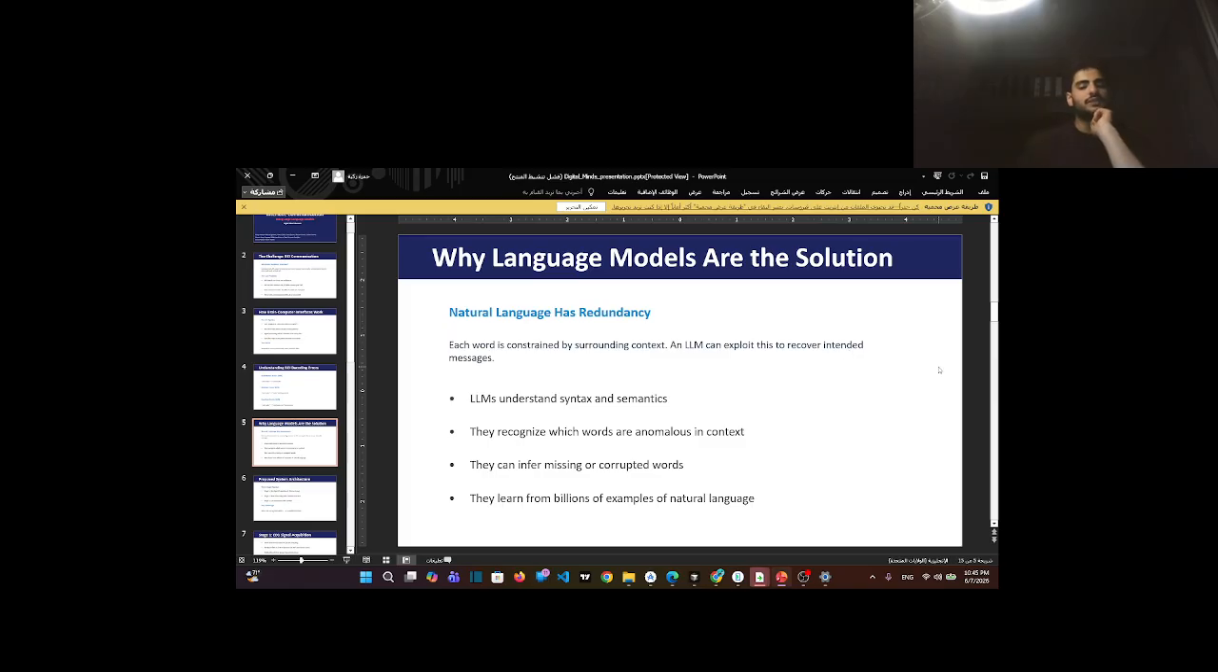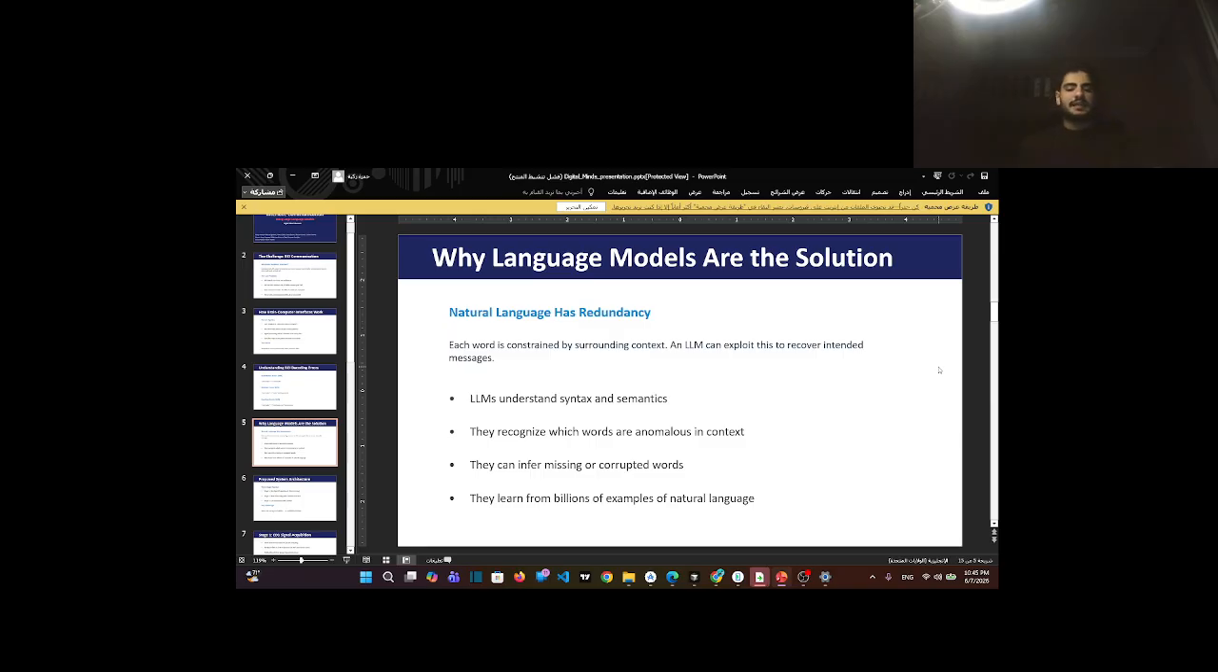Why are large language models the solution? Language models are useful here because natural language has a lot of redundancy. In normal communication, every word is constrained by the words around it. For example, if someone says, "I need some water to," the next word is probably something like "drink," not a random word.